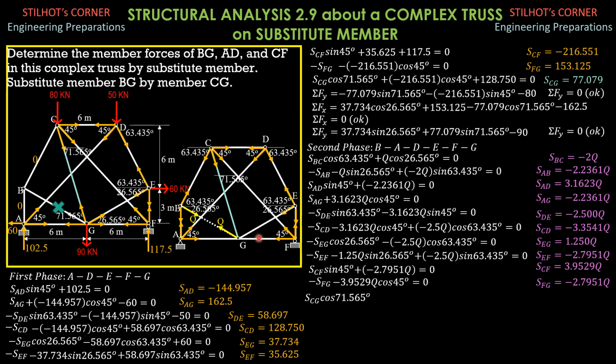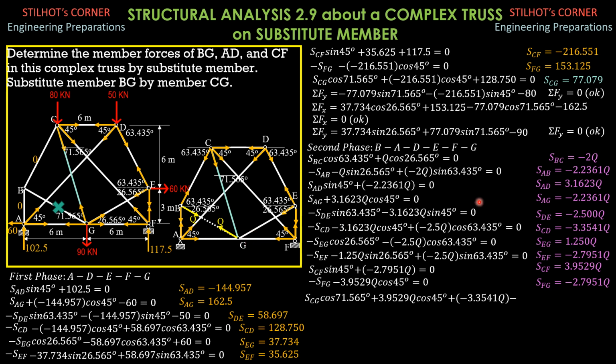Then we proceed to joint G. This is the last joint, so we just check equilibrium of joint G. Summation of forces X is SEG, or EG, 1.25Q cosine of 26.565 degrees.